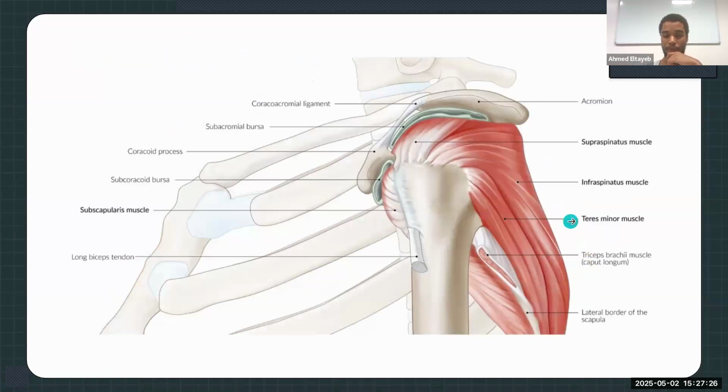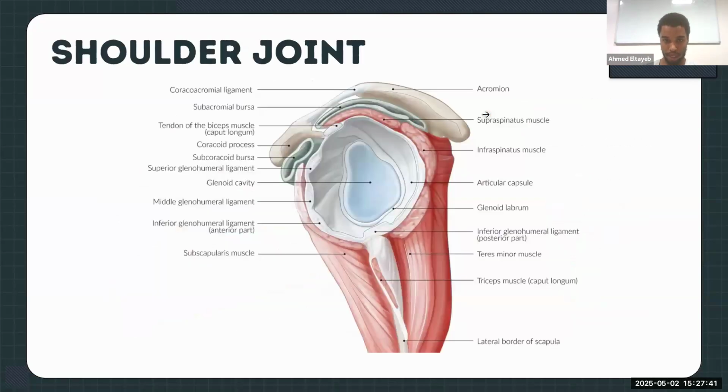This is just another view of the rotator cuff muscles. Supraspinatus, infraspinatus, teres minor. Anteriorly is the subscapularis. Below the acromion, we have an important structure called the subacromial bursa, which I'll speak about now.